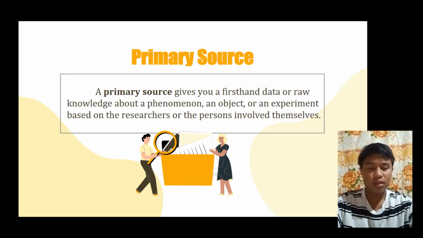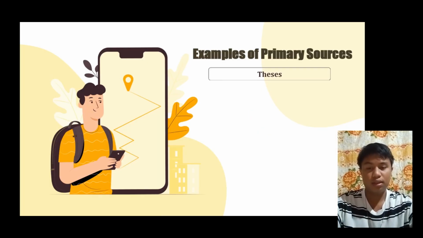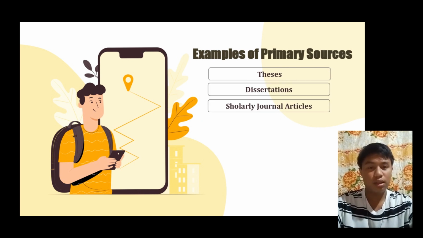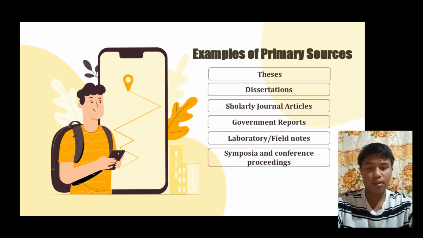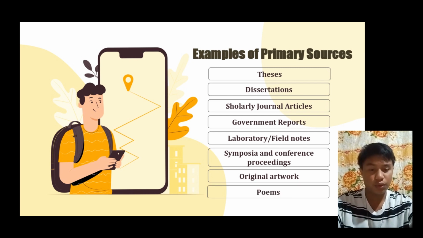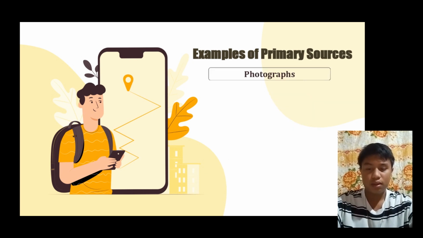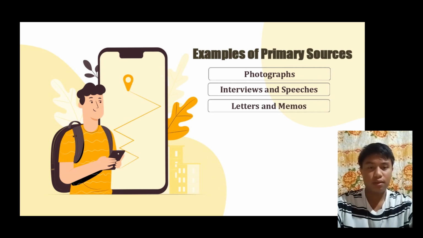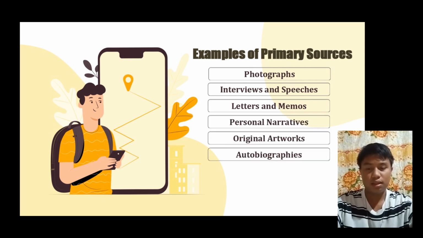Here are some examples of primary sources. These are theses, dissertations, scholarly journal articles, some government reports, symposia, and conference proceedings, original artwork, poems, photographs, interviews, speeches, letters, memos, personal narratives, diaries, autobiographies, and correspondence.